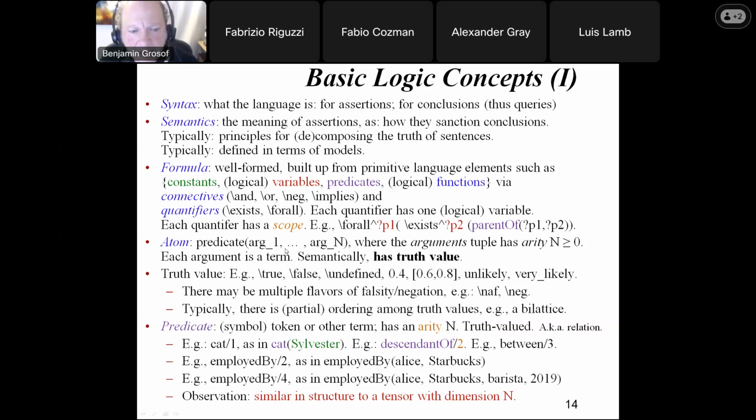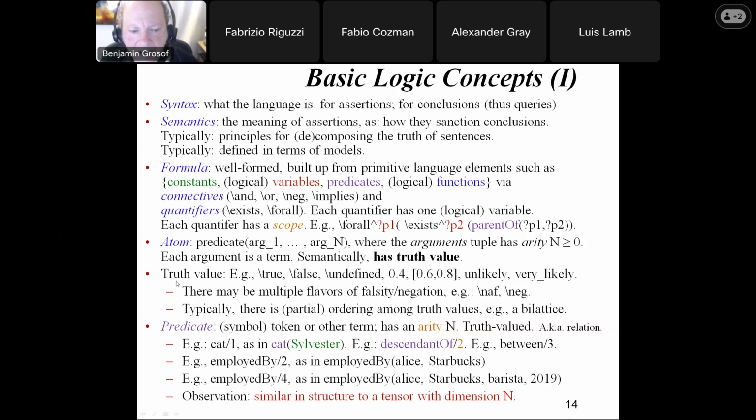An atom is the application of a predicate to a tuple of arguments. We saw that in the example expression, parent of ?P1, ?P2, that is an atom. The tuple of arguments has an arity. In the case of parent of ?P1, ?P2, there are two different arguments. However, more generally, a predicate can have 0 up to any constant number of arguments. Each argument is a so-called term. We're going to learn what a term is on the next slide.